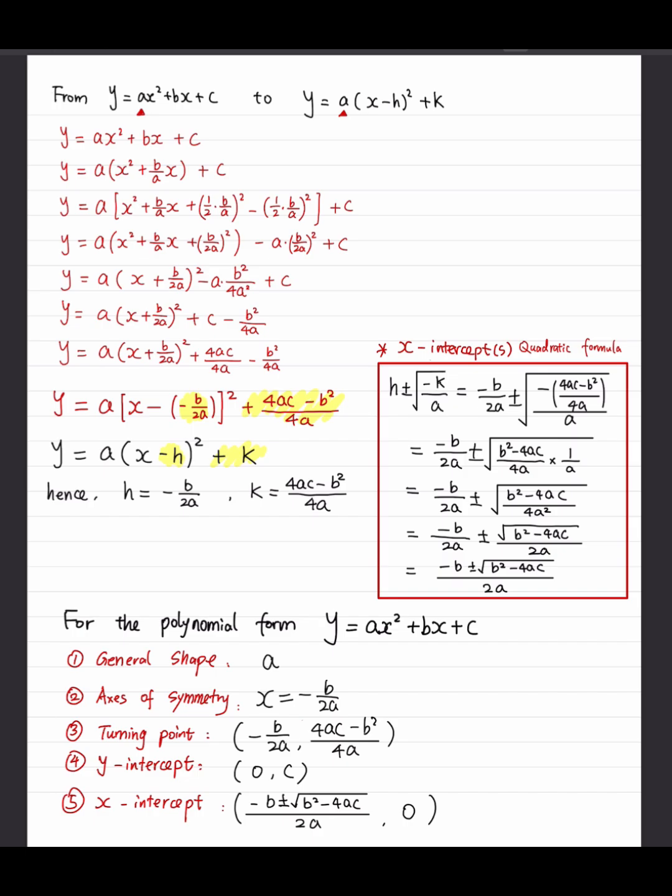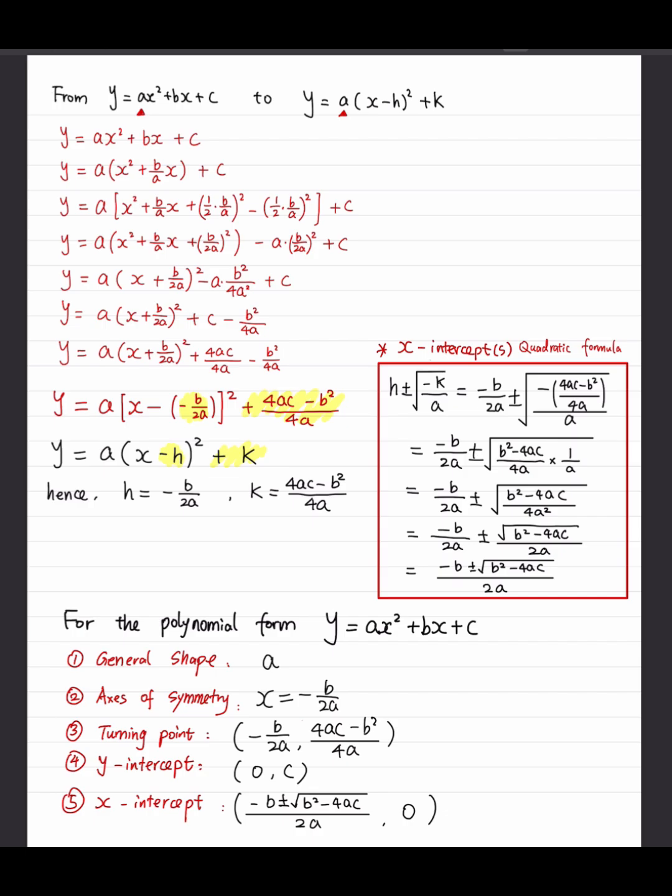So you can take a look. This is the x-intercept form in the turning point form. You have h plus or minus square root of negative k over a. You notice here I'm just substituting h that equals negative b over 2a, and k that is equal to this thing here, over a. And then you can see that I have undergone some simplification and rearranging, and I got b squared minus 4ac over 4a squared inside of the square root.